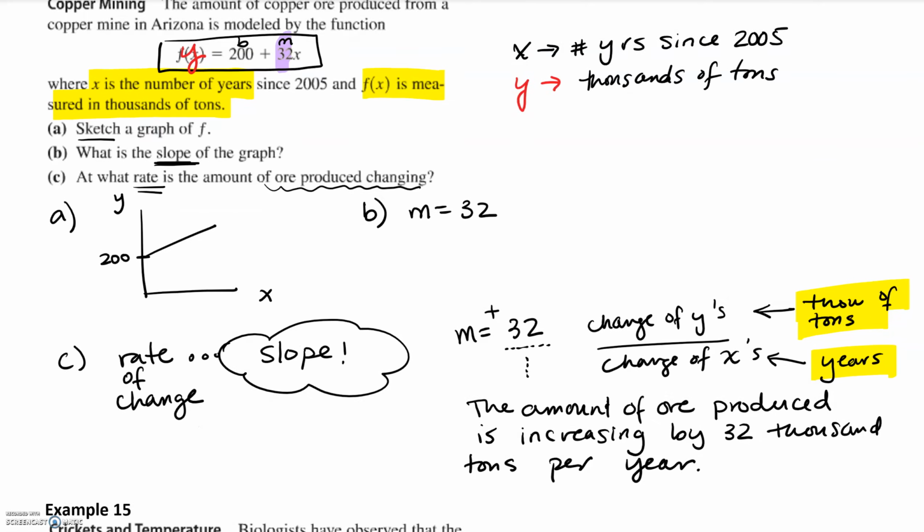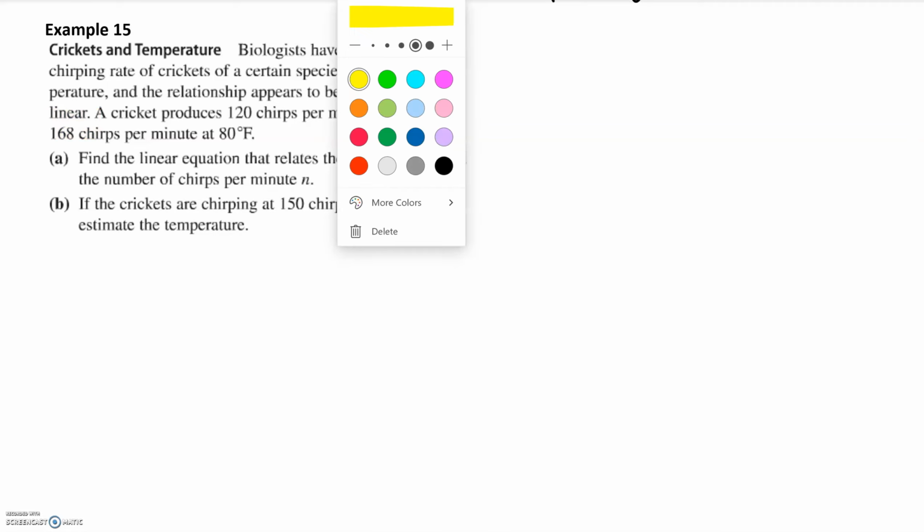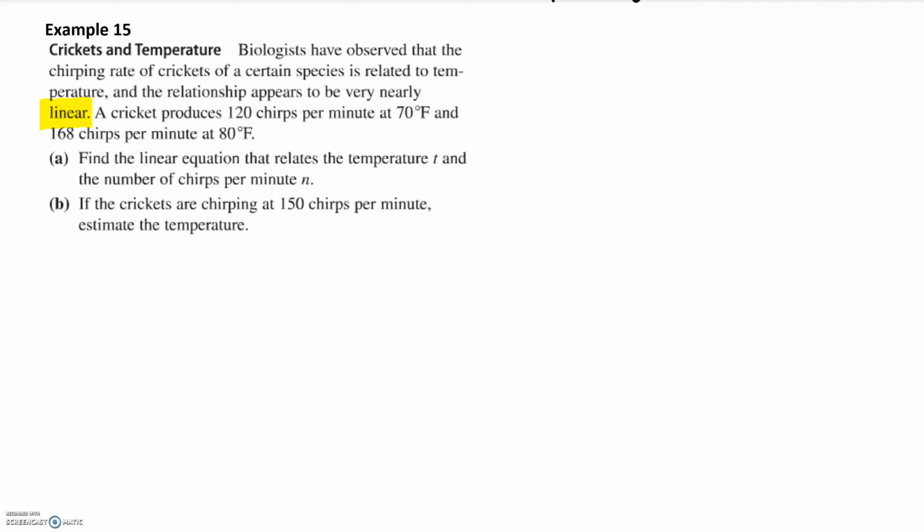Let's go look at example 15 also. It's saying biologists have observed that the chirping rate of crickets of a certain species is related to the temperature, and the relationship appears to be very linear. So that means we can come up with the equation of a line to describe this relationship. A cricket produces 120 chirps per minute at 70 degrees Fahrenheit. So that's our first piece of info. That many chirps associated with 70 degrees. And the second piece of info is that 168 chirps happen when the temperature is higher, at 80 degrees.